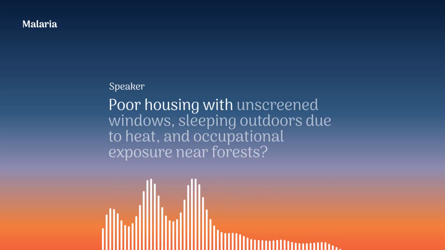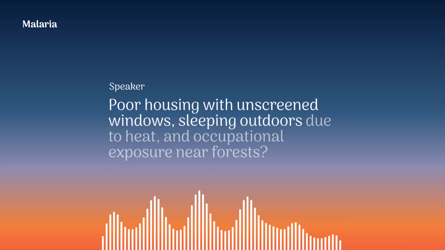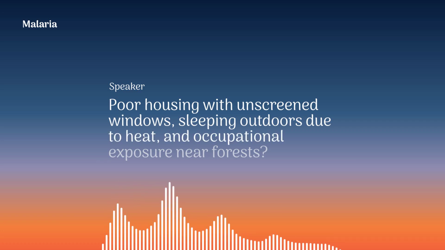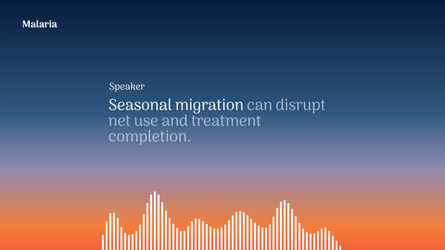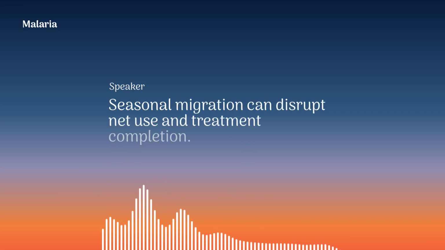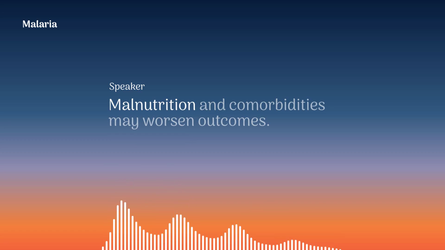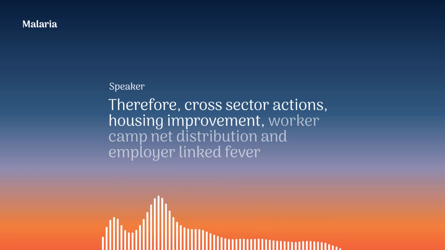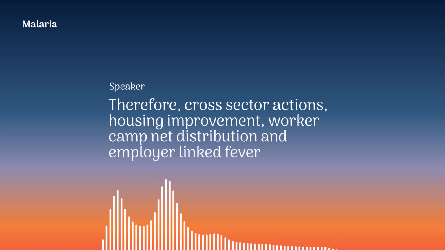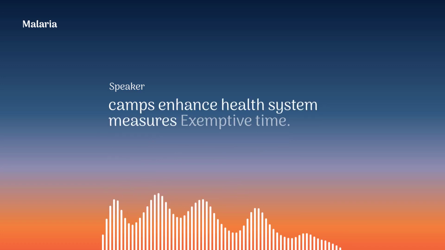Poor housing with unscreened windows, sleeping outdoors due to heat, and occupational exposure near forests increase biting. Seasonal migration can disrupt net use and treatment completion. Malnutrition and comorbidities may worsen outcomes. Therefore, cross-sector actions, housing improvement, worker camp net distribution, and employer-linked fever camps enhance health system measures.